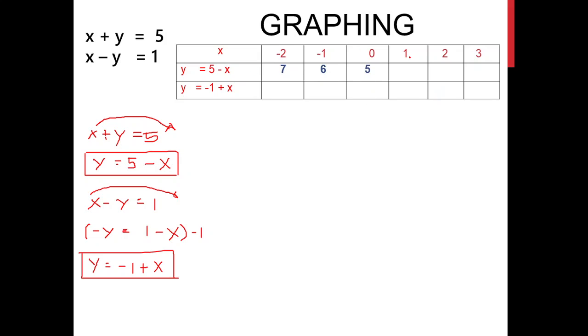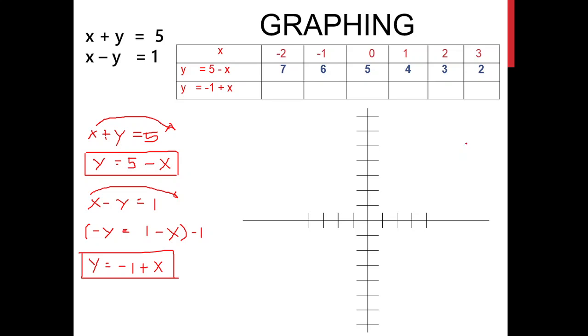When my x is 1, this time it's negative and positive. So you have 5 minus 1 is 4. When my x is equal to 2, so that's 5 minus 2, it's 3. When my x is equal to 3, that's 5 minus 3, that is equal to 2. Then, let's try to plot this equation to our coordinate, Cartesian plane.